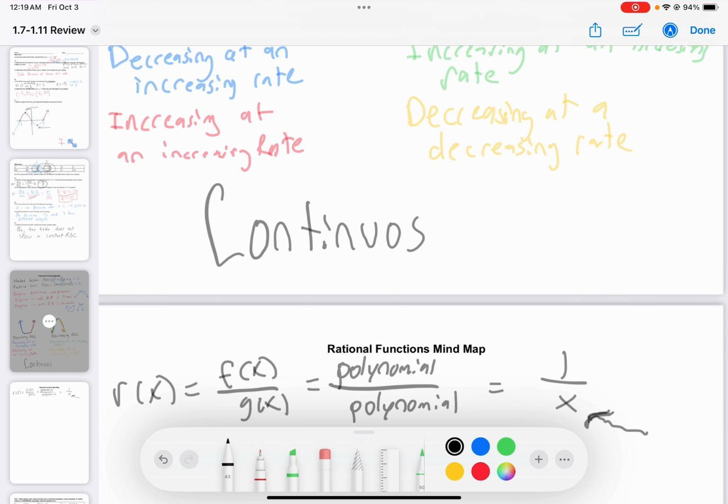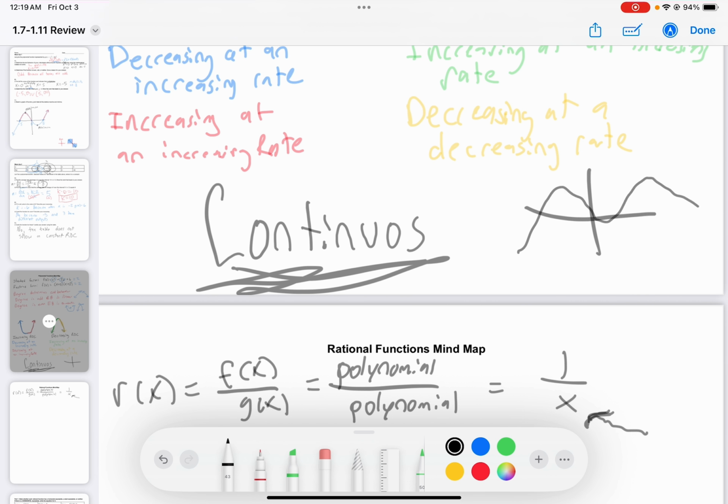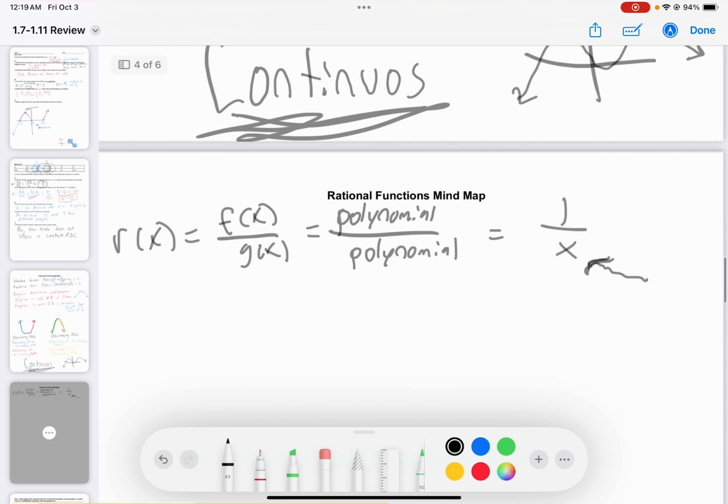All right, I don't know if I spelled that right. I'm bad at spelling. They're continuous, all right? That means there's no holes or asymptotes. It just exists permanently. There's nowhere it's going to be undefined, a polynomial function. Rational functions are going to have holes and asymptotes, things of that nature.